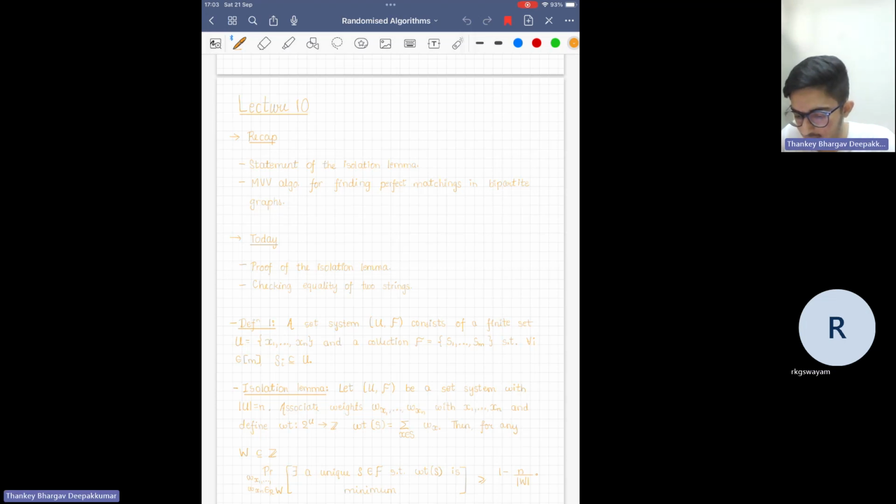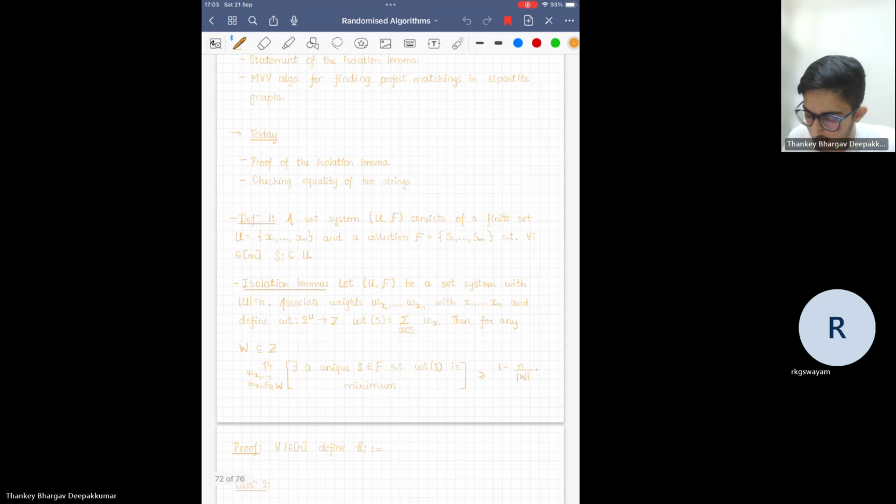let's recall the isolation lemma. So the isolation lemma is about a set system U comma F. So what's a set system? A set system is a tuple U comma F. U is the universe, and script F is equal to S1 to SM, and all of these Si are subsets of U. Okay. So this is just a collection of a set and some of its subsets.